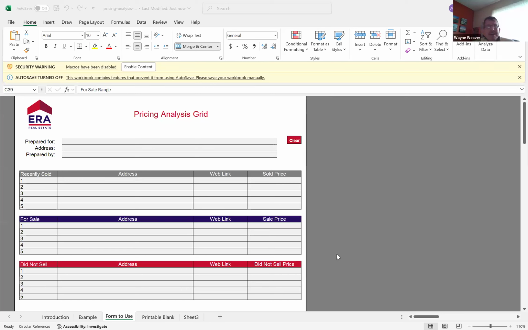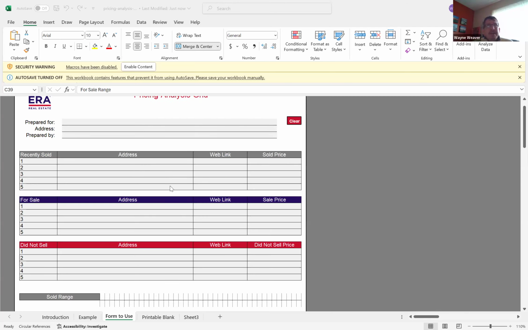Okay, I'm going to stop share. Make sure you can see the Excel spreadsheet. So this is the pricing analysis grid. This one is a very good visual for that person. You walk in and say, I think the right price to list is 300,000. And they say, well, I want to be at 330. And you say, okay, so now we pull up this pricing analysis grid.